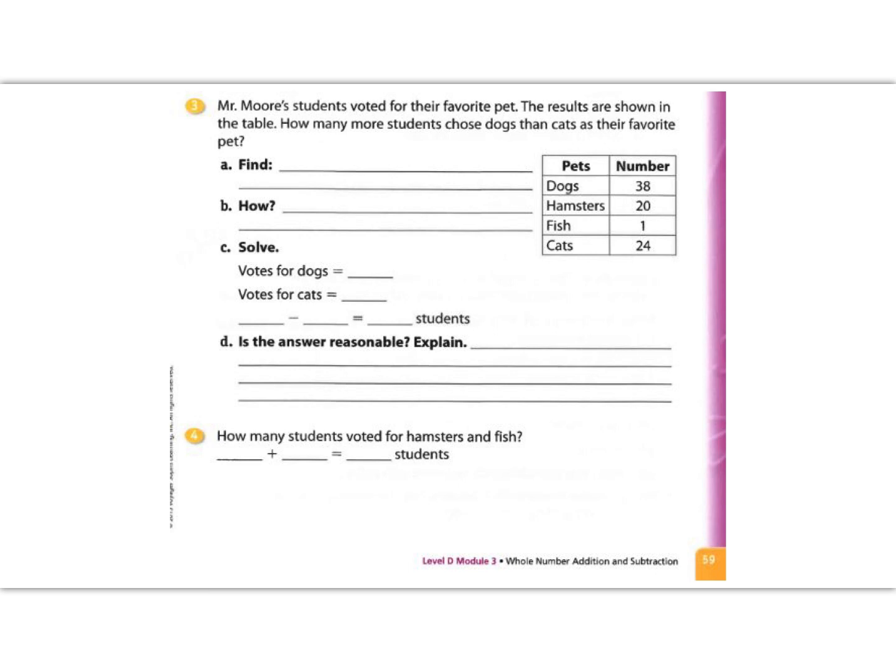All right, let's look here at this problem. It says, Mr. Moore's students voted for their favorite pet. The results are shown in the table. How many more students chose dogs than cats as their favorite pet? So what do we have to find? Okay, we have to find how many more students chose dogs than cats. So students that chose dogs over cats is what we have to find.